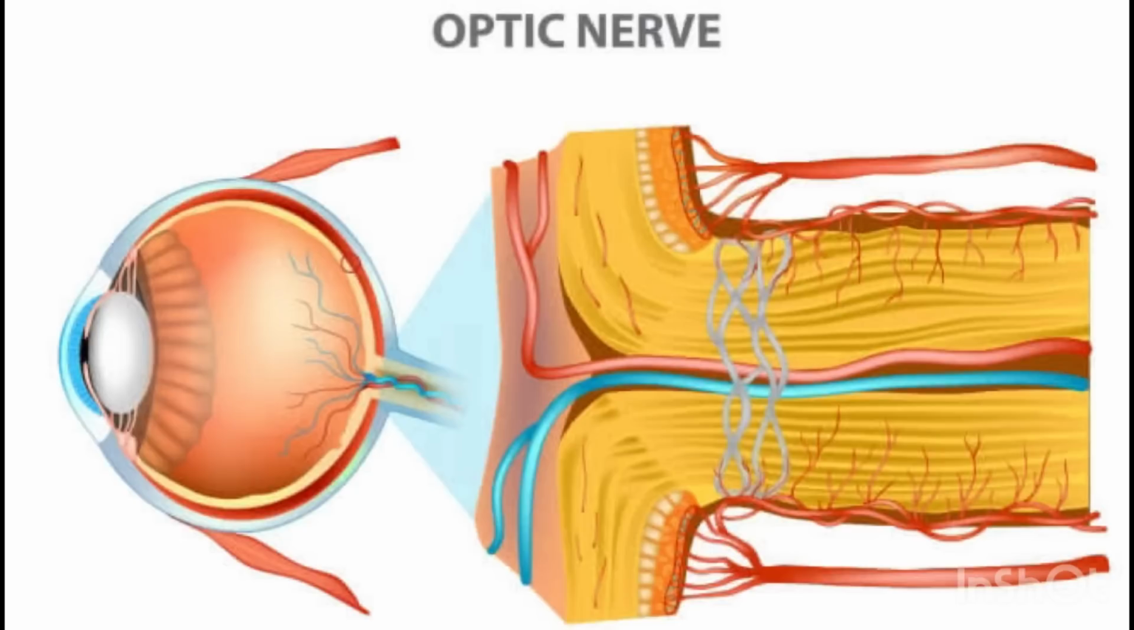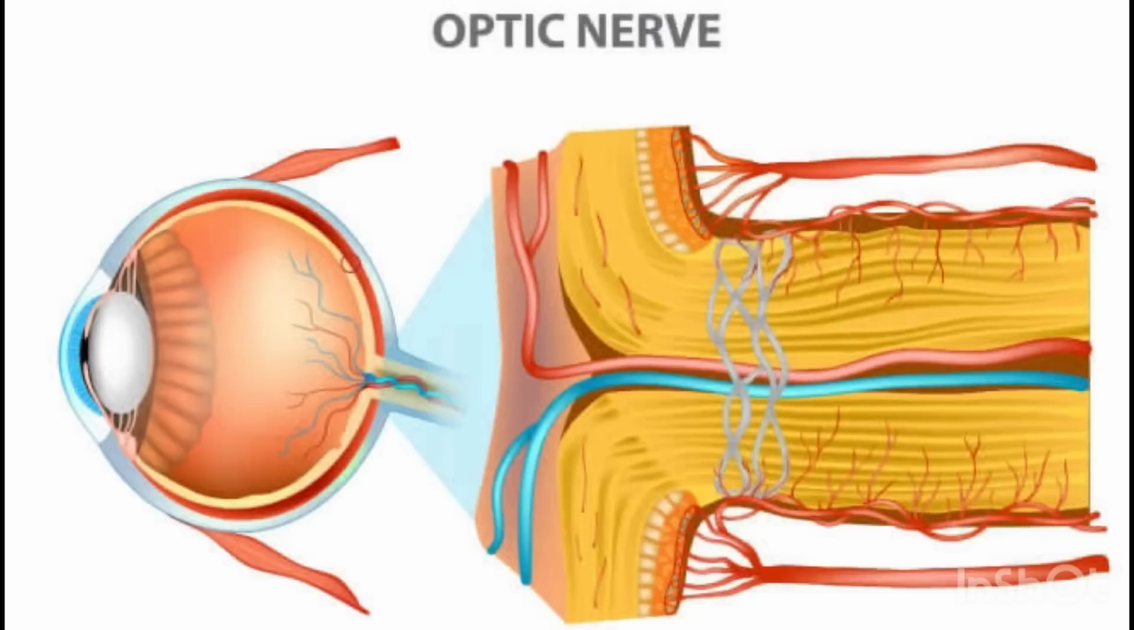Then the third one is the optic nerve. The axons of the ganglion cells bundle together to form the optic nerve. This nerve exits the eye at the optic disc and carries the combined visual information from both eyes to the brain. It contains approximately 1.2 million nerve fibers in humans.